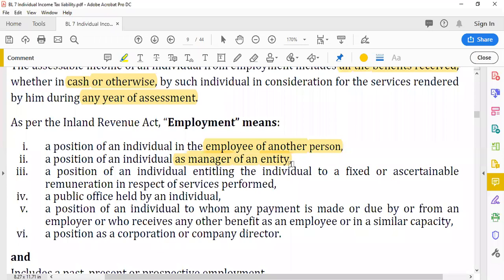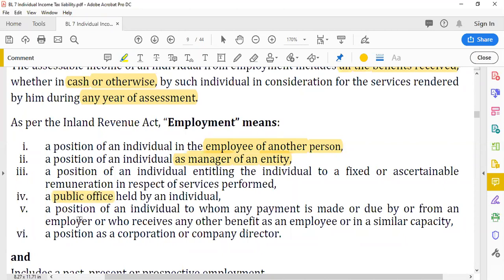A position of an individual entitling the individual to a fixed or ascertainable remuneration in respect of service performed. So anything he has received from any entity or any individual as a right could be considered remuneration. Therefore, that income comes under employment income. Next, a public office held by an individual. Public office means government office, government job officers.